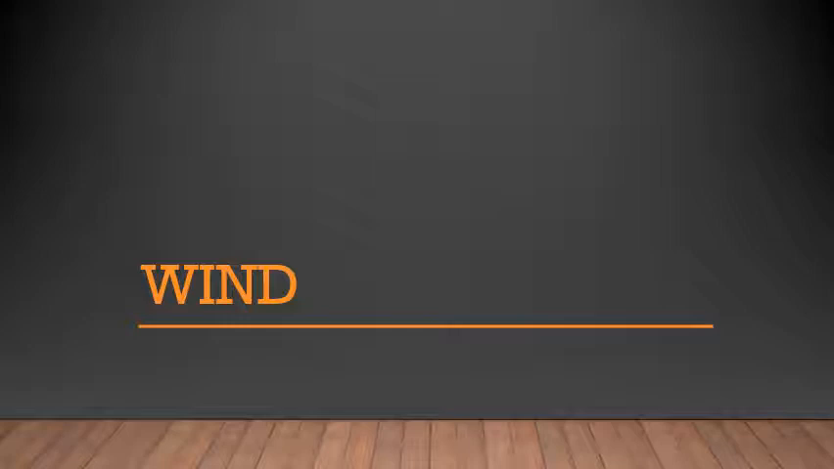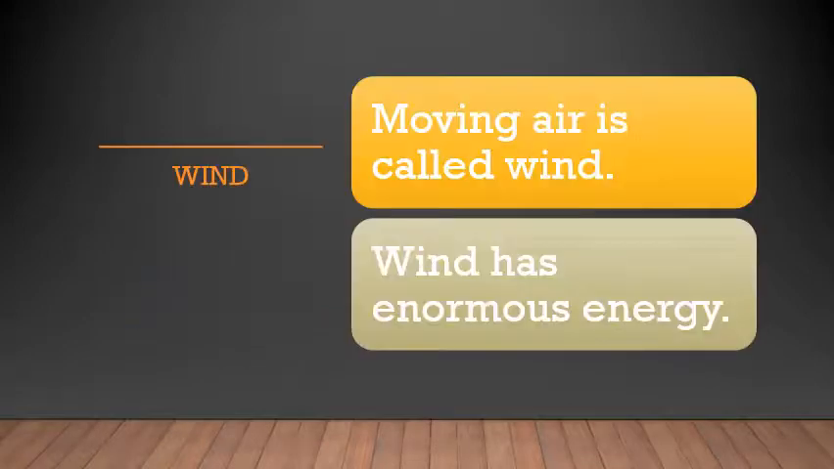What is wind, children? Moving air is called wind. Air is present everywhere, right? In empty spaces, in your cupboards, any other place that you see, the air is present. But when it starts moving, it is called the wind.